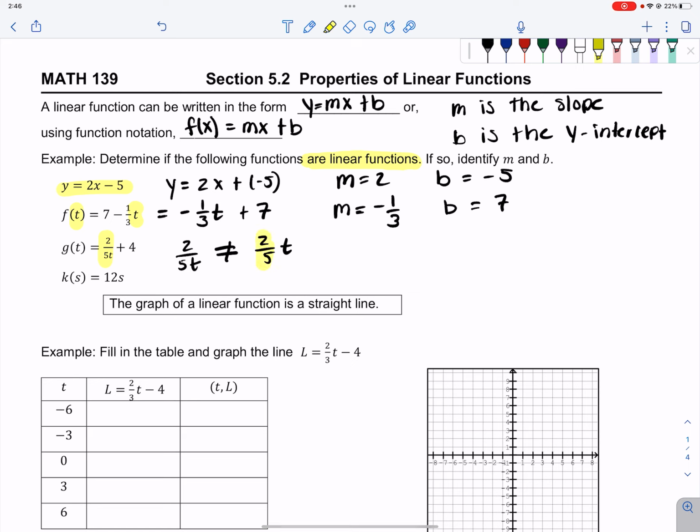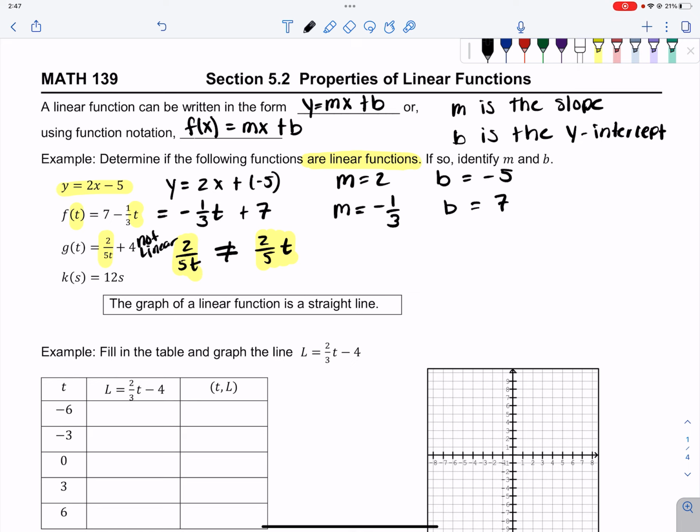So it would have to look like this, the 2 over 5 times t, in order for it to be a linear function, and not what we had in our equation, 2 over 5t. So this part here makes this not linear. We cannot rewrite 2 over 5t so that it is in our m, a number times t format that we need for a linear function.